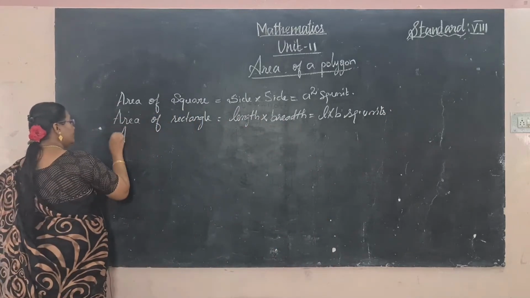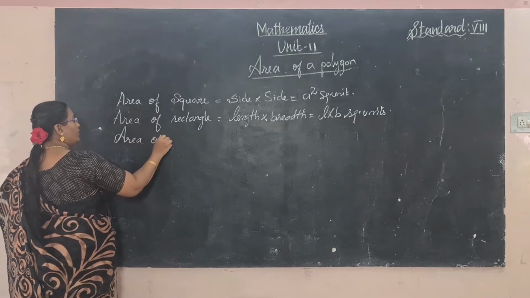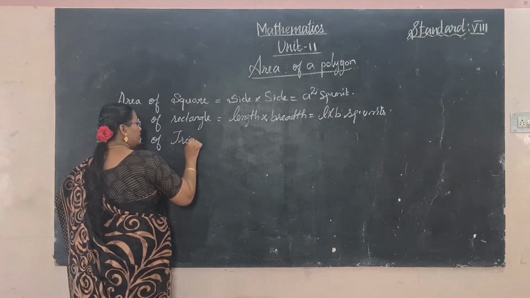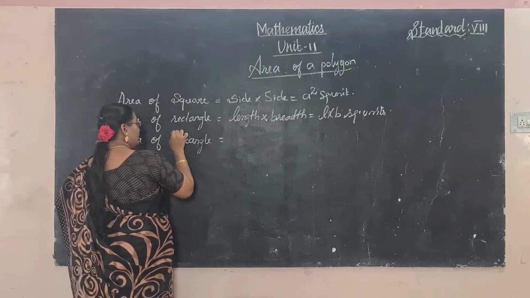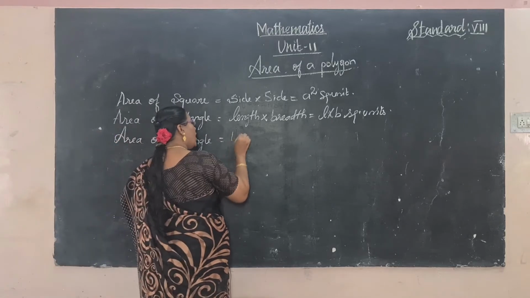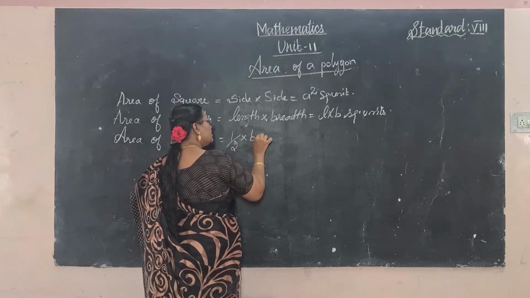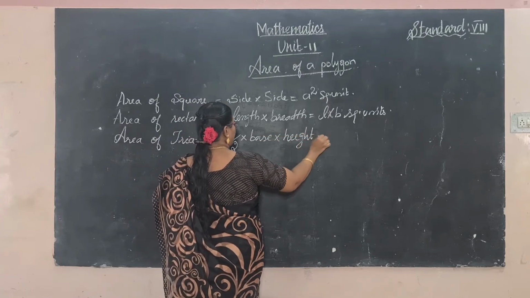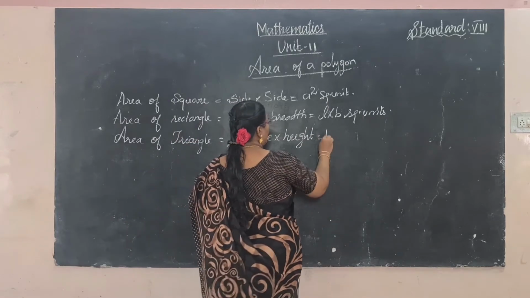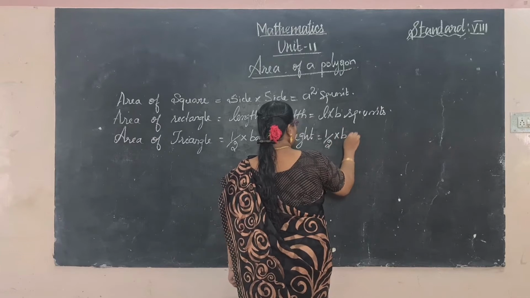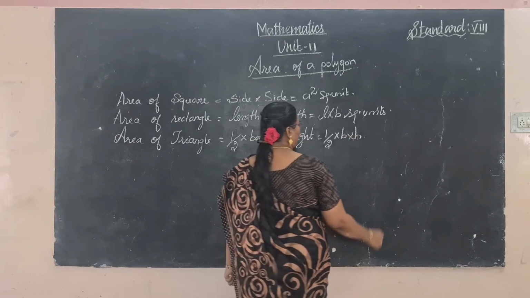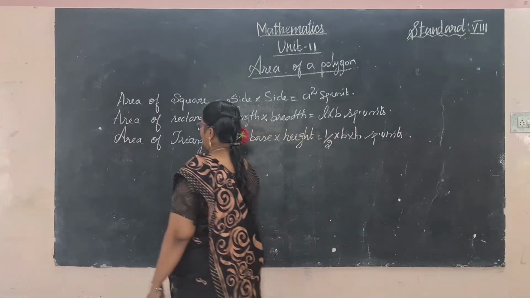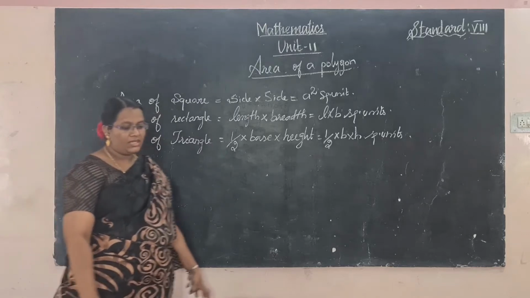And then area of the triangle. Area of the triangle, what is the formula? Half into base into height. Okay. So half base into height, square units.